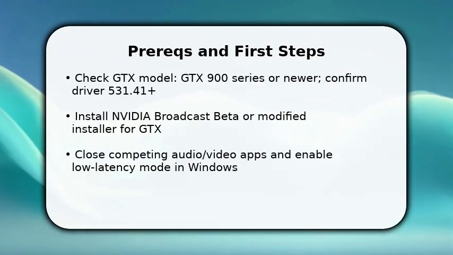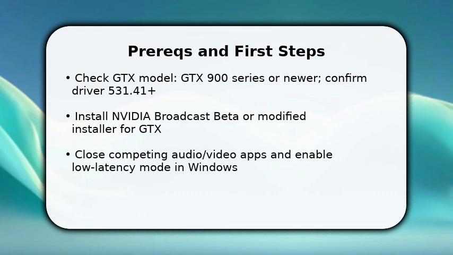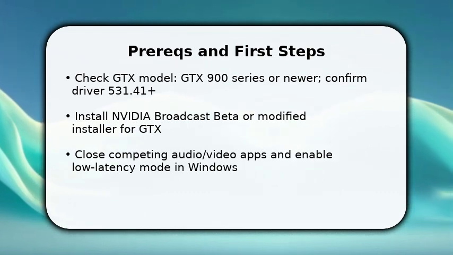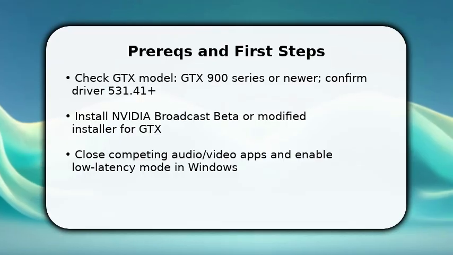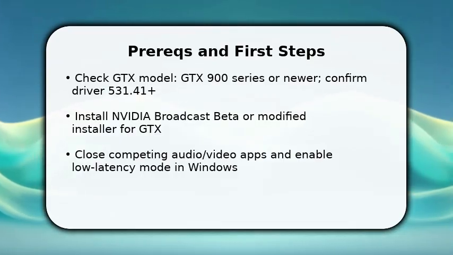Next, open Nvidia Control Panel and set preferred GPU for apps. This ensures Broadcast hooks into the GPU. This sequence avoids installation errors and readies your system.